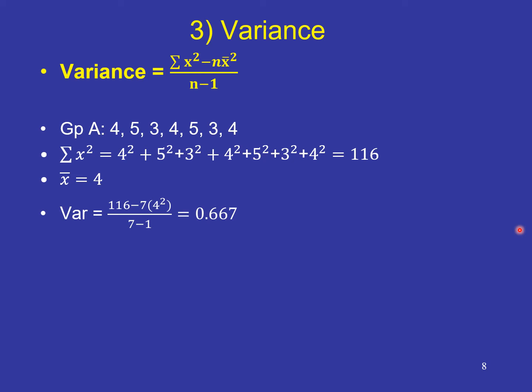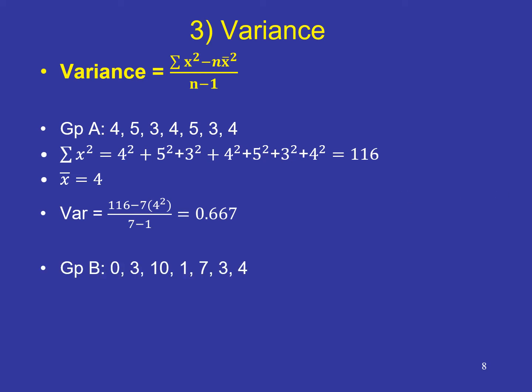So therefore, we can stick those values into our formula. So the formula says we do the sum of the x squareds, take away n lots of the mean squared. So we substitute 116 in here, 4 in here for the mean, and there are 7 observations. So n is 7, so we substitute 7 here and here. And when we calculate all of that, we end up with 0.667. So that is the variance for group A.